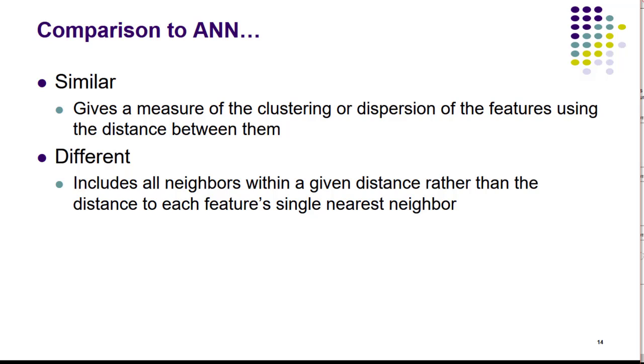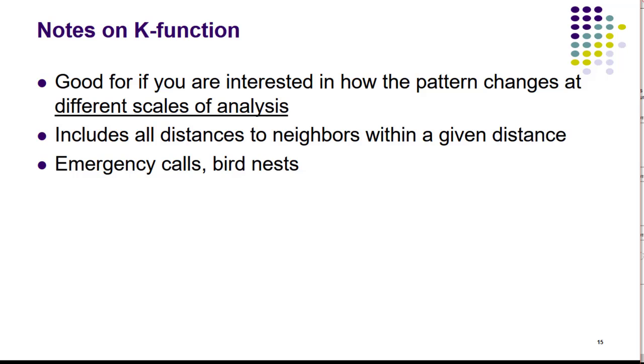So again, it's similar to the average nearest neighbor. It gives a measure of the clustering or dispersion using the distance of points between them. It's different, though, in that it includes all neighbors within that distance, rather than the distance to each feature, like the single nearest neighbor did. The K function is really good if you're interested in how those patterns are changing at different scales of analysis. So at certain scales, you might be able to see things, or they might disappear. So the changing scales, those changing distances, really can have an effect on what we're looking at regarding dispersion or clustering. Again, those are the two main things we're looking for in our analysis, dispersion and clustering.